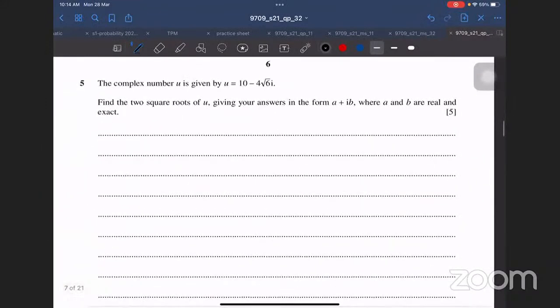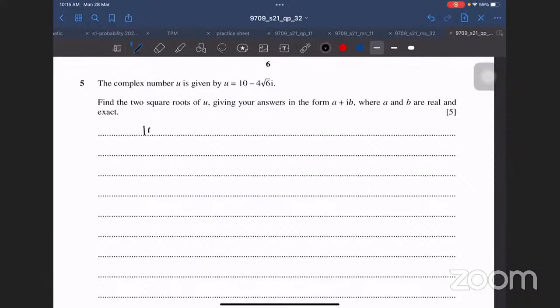Okay. The next one is about complex numbers. The complex number u is given by this. Find the two square roots of u, giving your answers in the form a plus ib, where a and b are real and exact. It is solved by comparison.